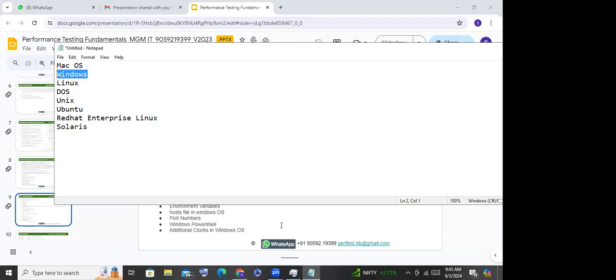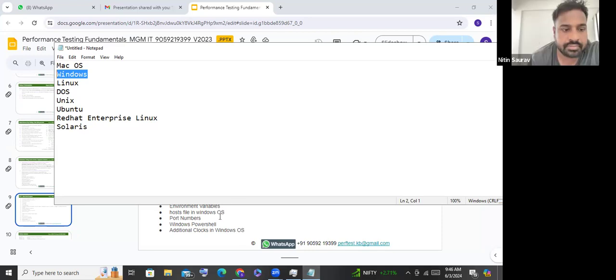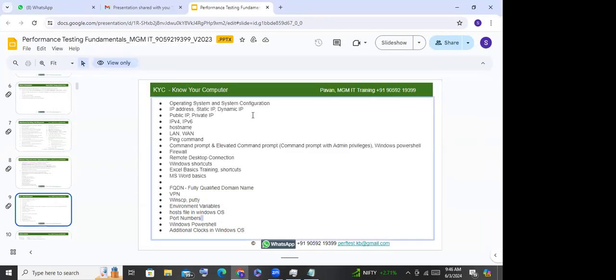So for any software that you are trying to install, the first question that the software vendor would ask is, what is the operating system that you are using? Isn't it? Yes, guys. Based on that only, you would download the software. Is that clear? We'll come back to this operating system, guys.